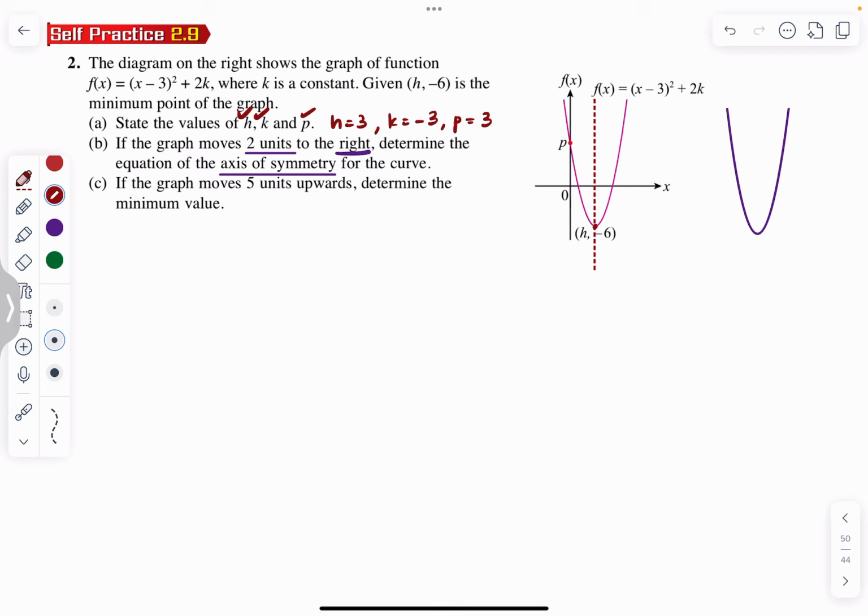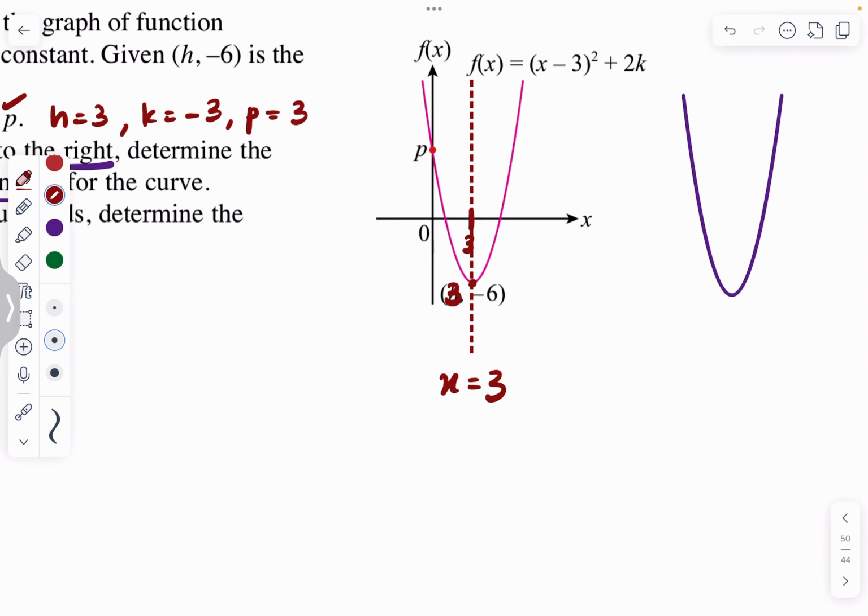So this symmetrical line will be x equals to h, which is 3, right? X equals 3. This coordinate will be 3, the x coordinate. So in this case, x equals 3 was the original axis of symmetry. If you don't know how to find it, basically whatever line is vertical will be x equals something. Whatever line is horizontal will be y equals something. Vertical line, x is something.